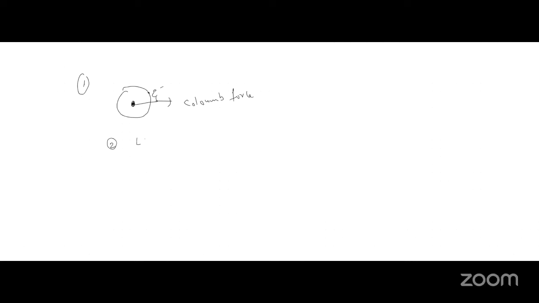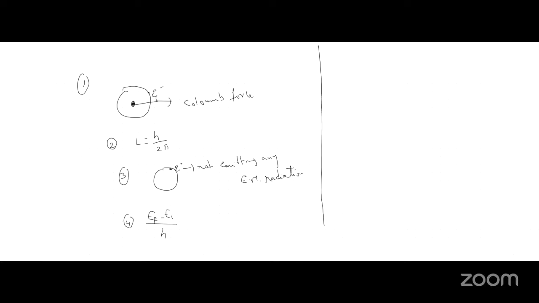Third one is when the electron is revolving around an orbit, it is not emitting any electromagnetic radiation. It is not emitting electromagnetic radiation. Fourth one is the difference in energies: E final minus E initial by h. These are the four postulates.